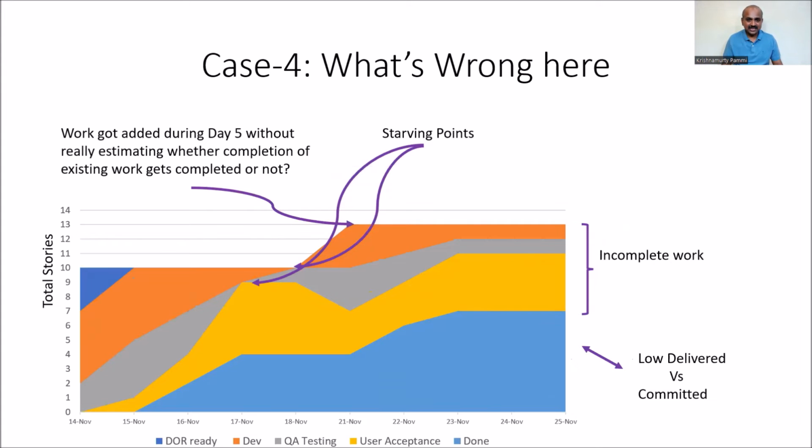Okay, now I'm going to the 4th case, right? You see here what's happening. Now you see 14th November sprint has started, 25th November sprint has closed, and suddenly the total count is increasing from 10 to 12.